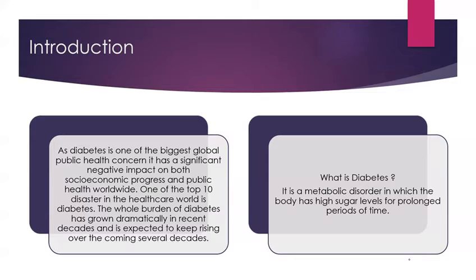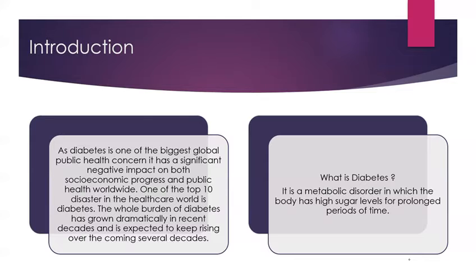Type 2 diabetes is more common and occurs when the body stops responding to insulin, causing your blood sugar to rise. Gestational diabetes means high blood sugar affecting pregnant women.